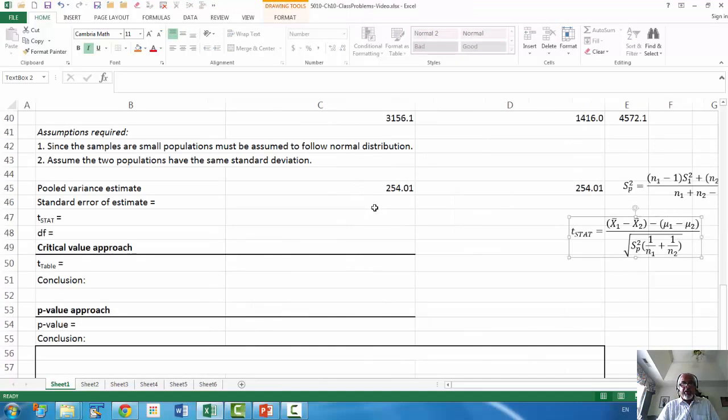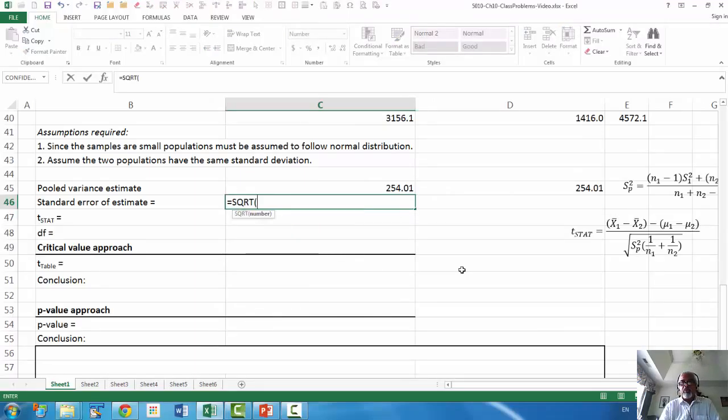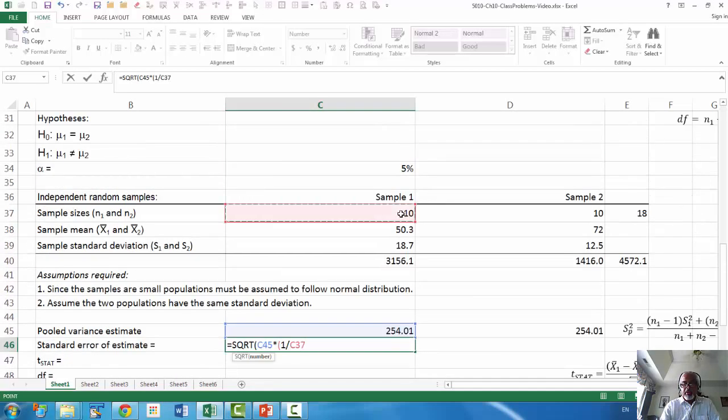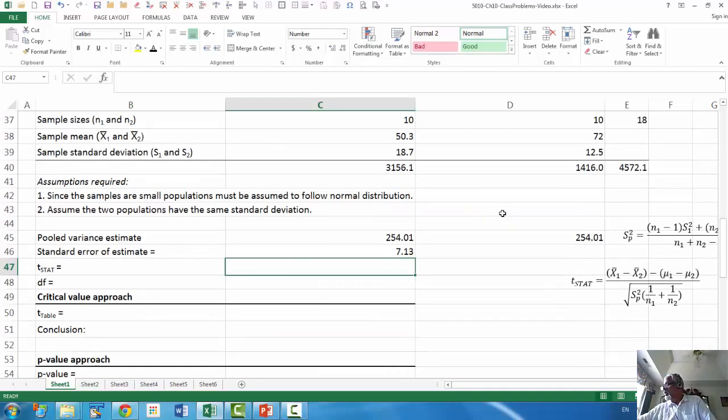Okay, so let's move this formula closer. The denominator part will be the square root of the pooled variance times 1 over n sub 1 plus 1 over n sub 2. So that will give us the standard error of estimate.